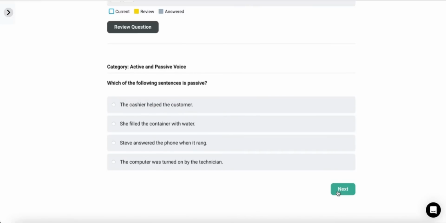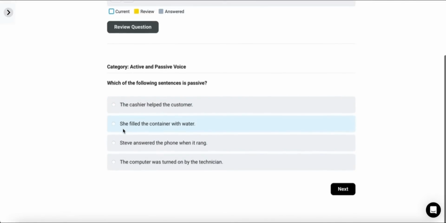Which of the following sentences is passive? Remember that a passive voice has a subject that is acted upon, and an active sentence has a subject that is performing an action. So let's look at all the answer choices. The cashier helped the customer. The subject is the cashier, and what are they doing? They are helping. This sentence is in the active voice.